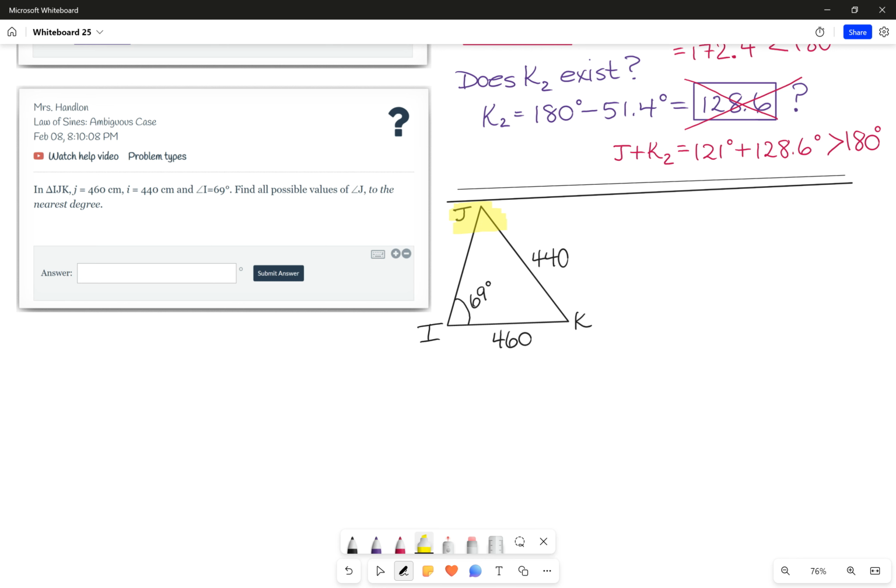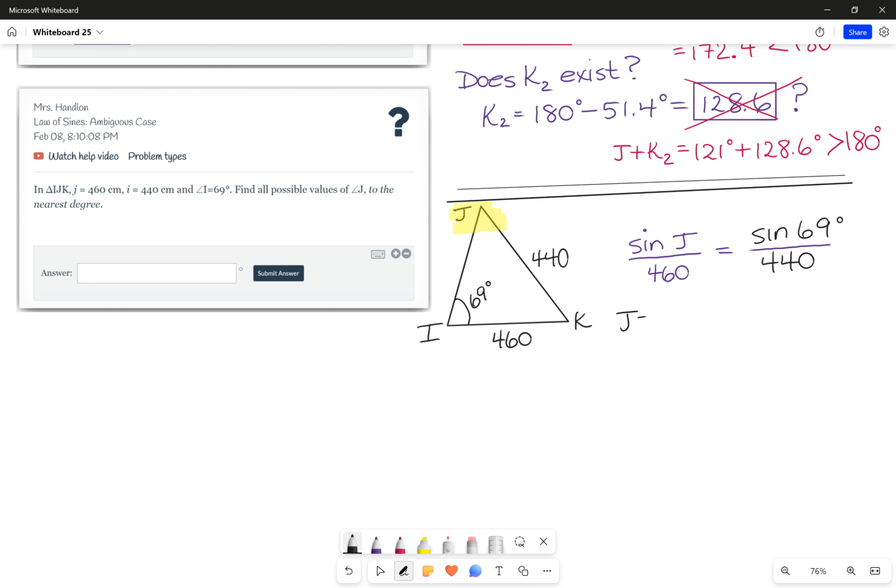That's the unknown. So let's set up our proportions since we have an SSA problem. We are looking for J, so we're going to write sine of angle J, the uppercase J. The lowercase j is the length of the side across from angle J, so 460. And then we're going to use the proportion given to us, sine 69 over 440. The sine of 69 has to go at the top, since the sines are in the numerator in this problem, and 440 at the bottom.